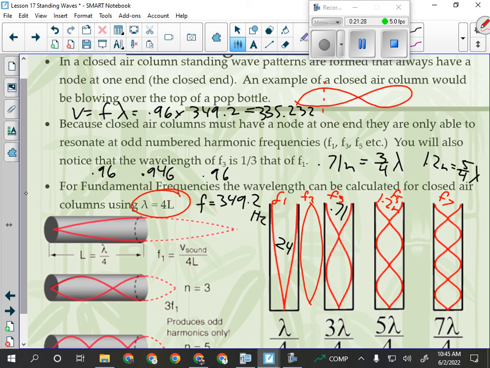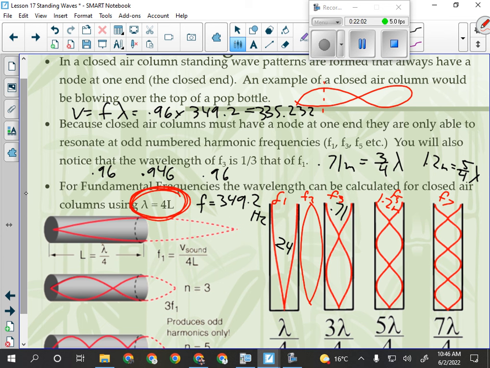All right, so the formula you have, and this is on your formula sheet, is that for a closed air column, lambda equals 4L. It doesn't say closed air column on your formula sheet. That part you have to remember. You're not typically going to be given a question that says, this closed air column is resonating at F5, now calculate something. Most of the questions will involve being at the fundamental frequency, so you can use that formula.